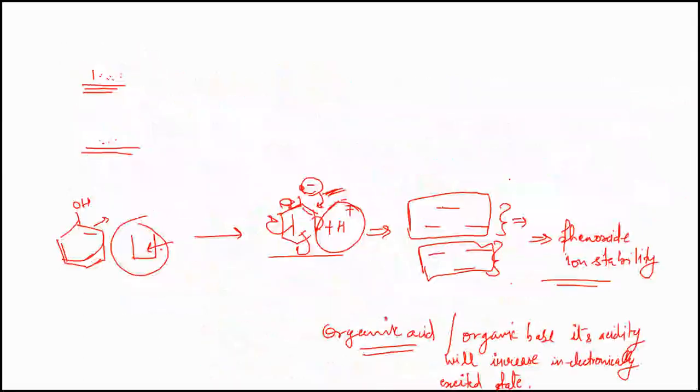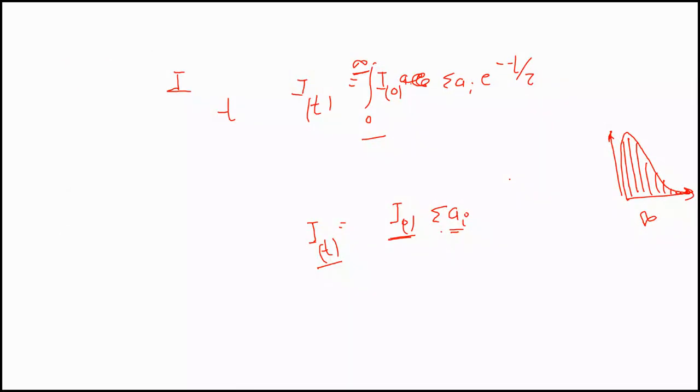Each function has e to the power minus t over tau, where t is the time and tau is the lifetime. Now this tau lifetime, what is it?